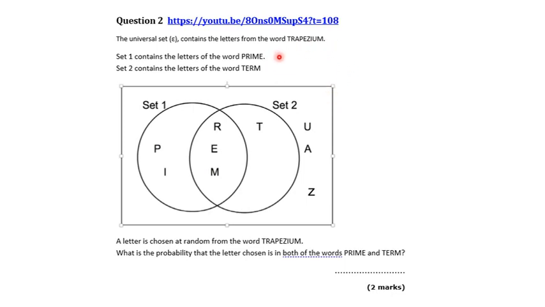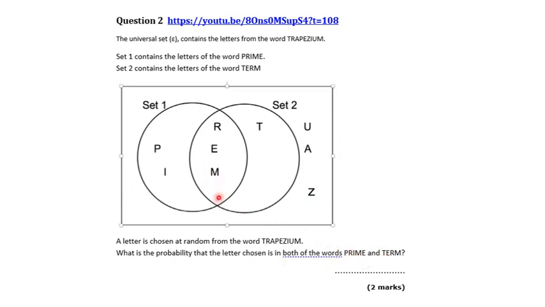Set 1 contains the letters of the word prime. Let's check. P-R-I-M-E. And set 2 contains the letters of the word term. T-E-R-M. So we can see all this information at the top here shown clearly in this Venn diagram. We're then told a letter is chosen at random from the word trapezium, i.e. from the whole of the universal set here at random. What is the probability that the letter chosen is in both of the words prime and term?